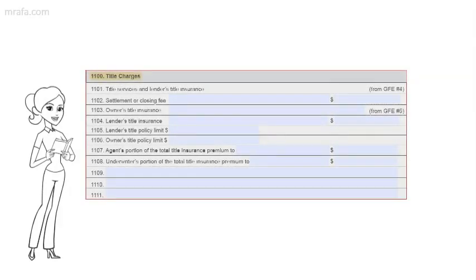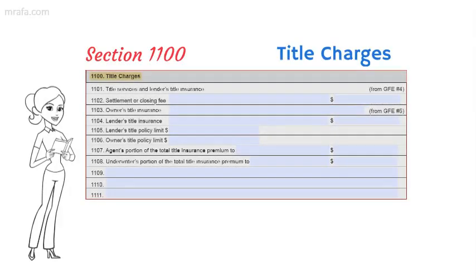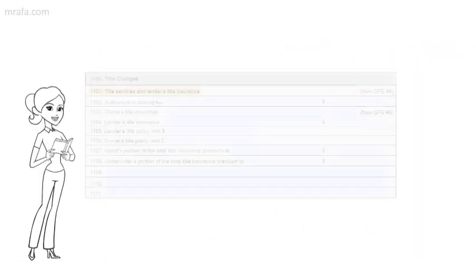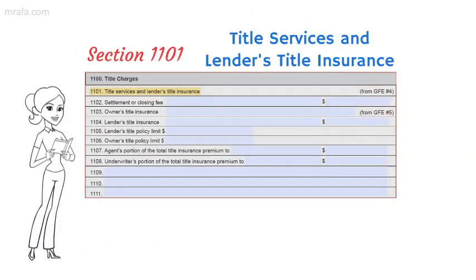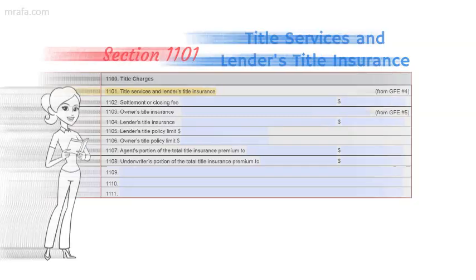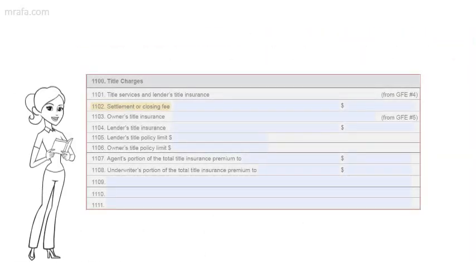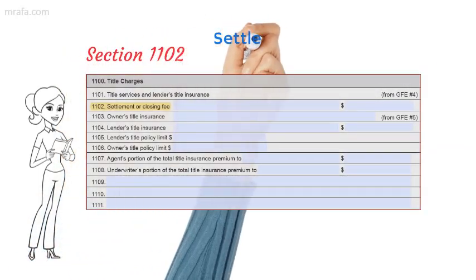So now let's move on to section 1100 title charges. So on top of all these payments, now there are fees that you still need to pay related to the title of the property. So section 1101 is fees related to title services and lender's title insurance. 1102 is the settlement or closing fee.